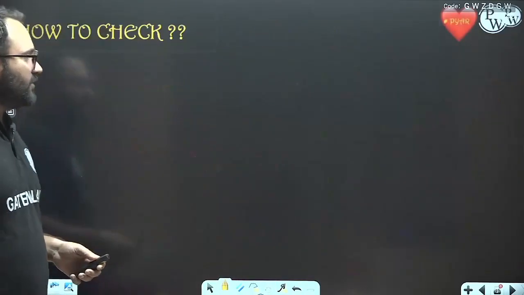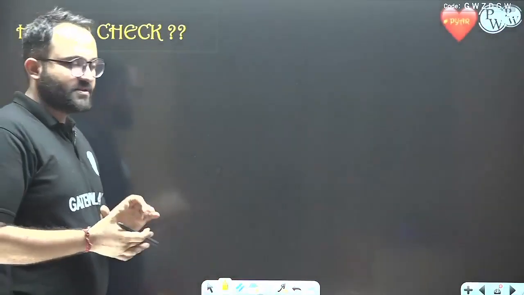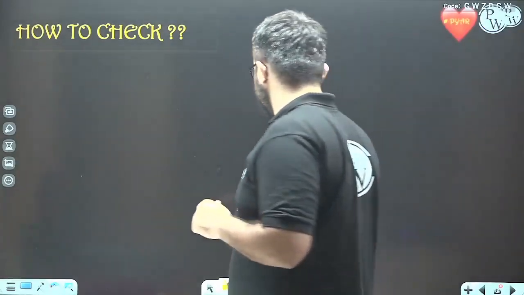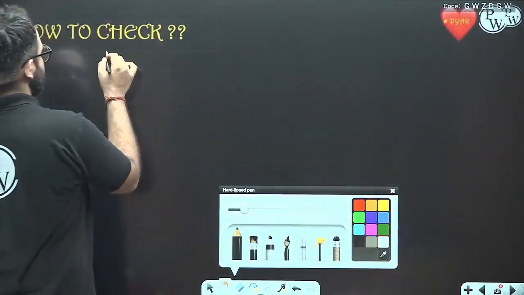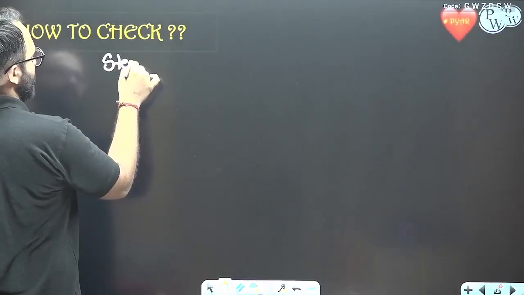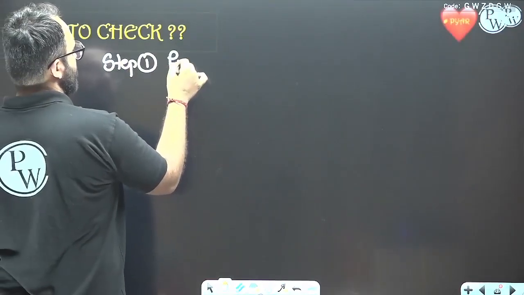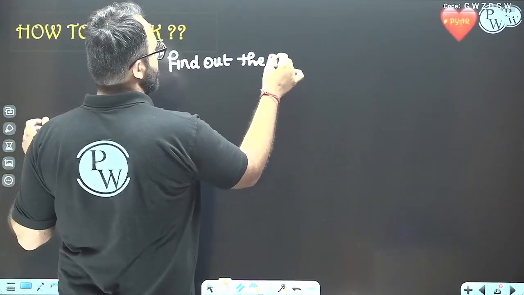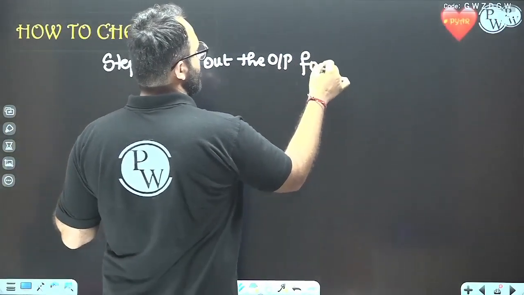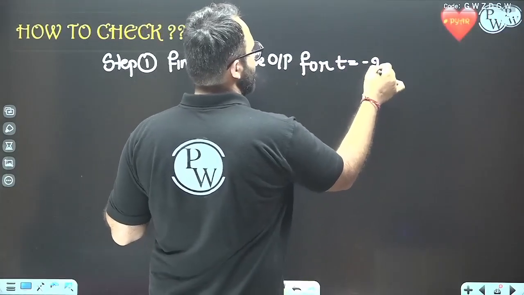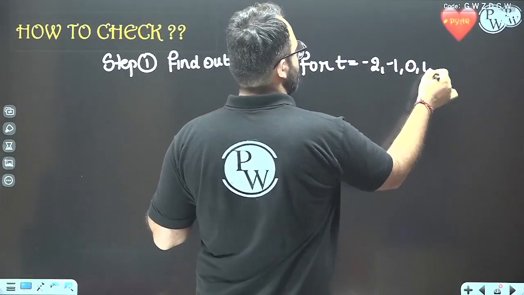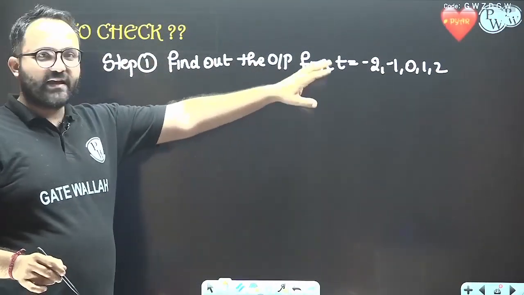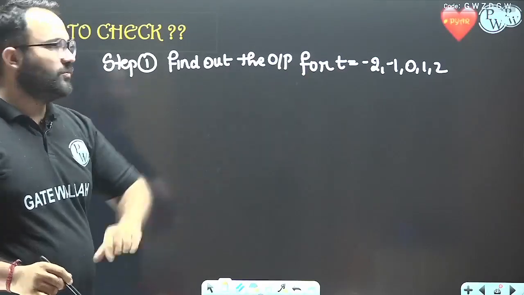Okay. Now, how to check? The checking method is almost similar to that of the memory and memoryless systems. Let's see how to check. Step number 1: find out the output for t equals -2, -1, 0, 1 and 2. Find out the output for these time instants.